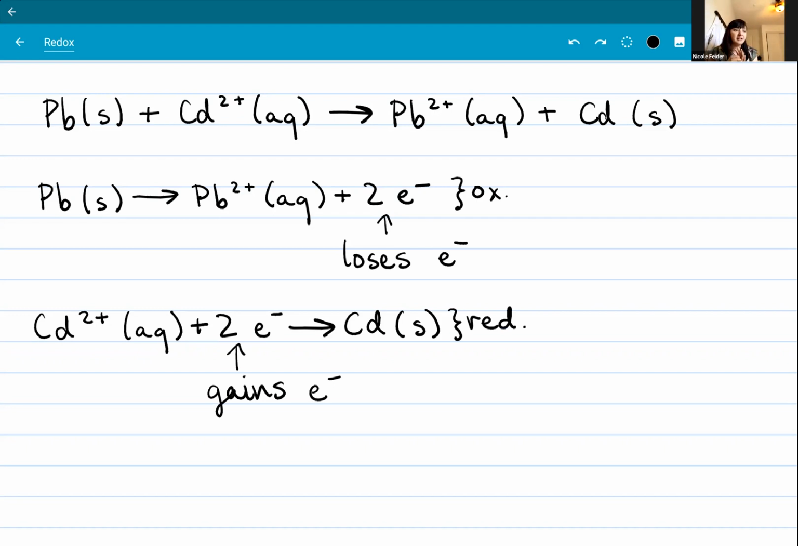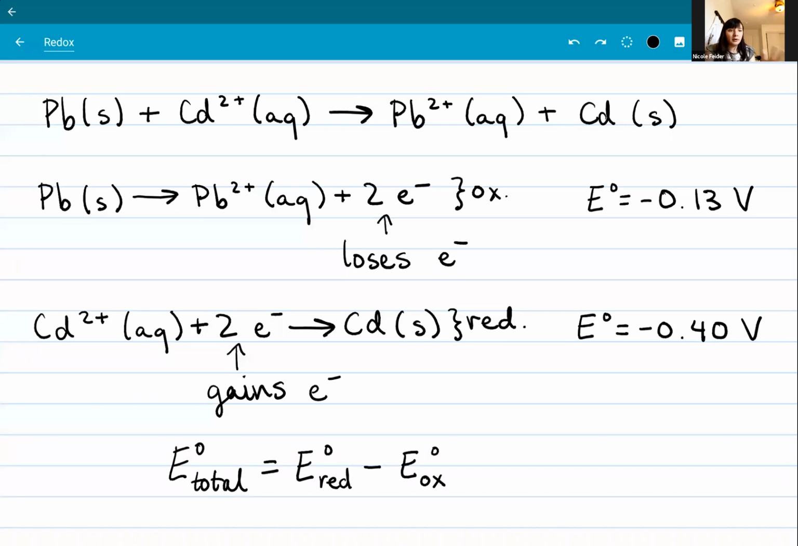The standard reduction potentials of these are negative 0.13 volts for lead and negative 0.4 volts for cadmium. So the total potential of the reaction is E0 of reduced minus E0 of oxidized, or negative 0.4 volts minus negative 0.13 volts, which is equal to negative 0.27 volts. In the next video, we'll talk about how these reactions are utilized in the modern world.